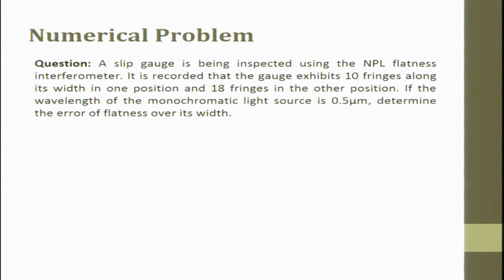Now, let us take a question and try to solve it. A slip gauge is being inspected by using an NPL flatness interferometer, the first interferometer that we saw. It is recorded that the gauge height exhibits 10 fringes along its width in one position and 18 fringes in the other position. If the wavelength of the monochromatic light source is 0.5 microns, determine the error in flatness. How do you solve it?